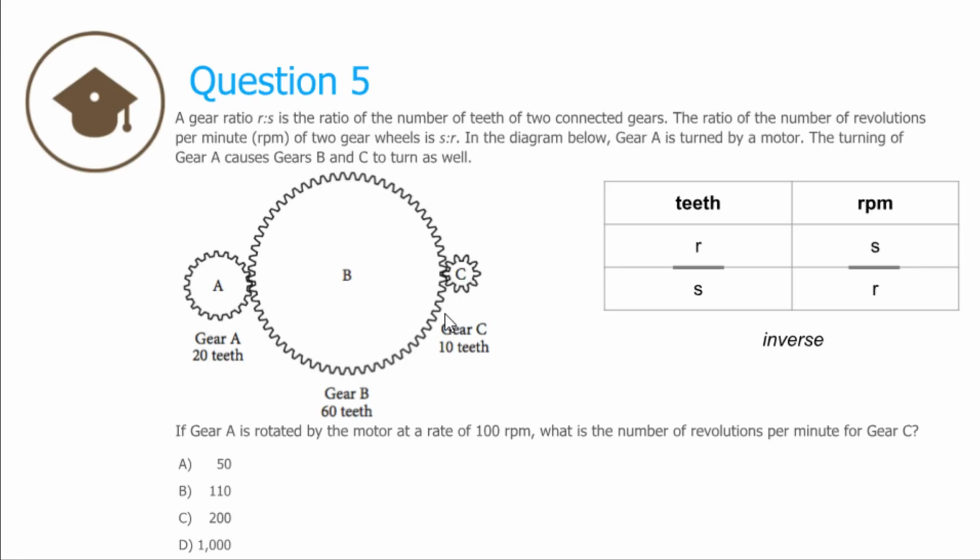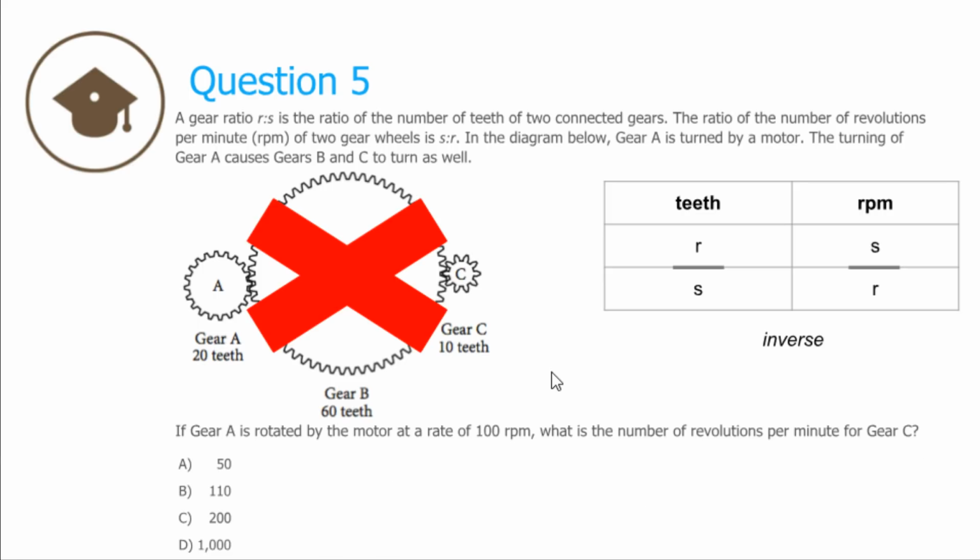All right, peeking ahead at our last sentence, we see if gear A is rotated by the motor at a rate of 100 RPM, what is the number of revolutions per minute for gear C? Okay, so we see that we're dealing with gear A and gear C. Gear B is not mentioned anywhere, so we're going to go ahead and just ignore it. We don't really care about it. So we're going to try to set these up for A and C.